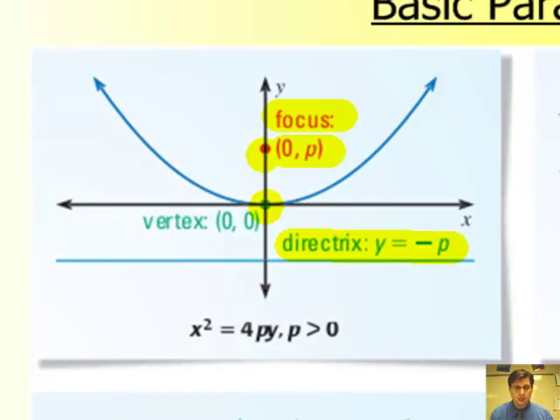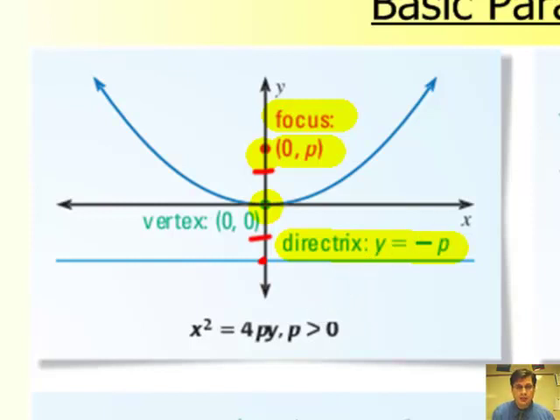Now, I want to point out that the distance from the focus to the vertex is congruent to the distance from the vertex to the perpendicular point on the directrix. So these distances are the same, and we can see the directrix is y equals negative p, telling us that it's a horizontal line, in this case p units down.